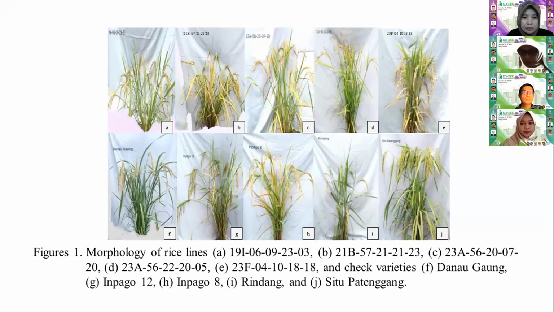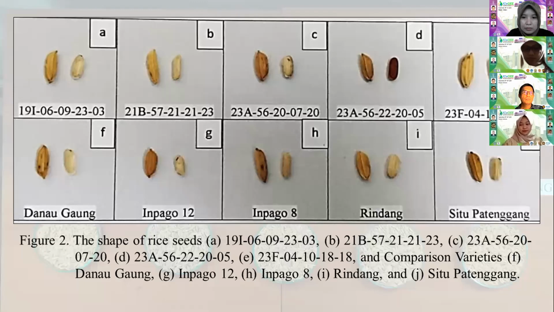This is the morphology of the rice lines and the check variety. This is the shape of the rice and the color of the sheath of the rice: 1 line with a red color sheath and 4 lines with a white color sheath.